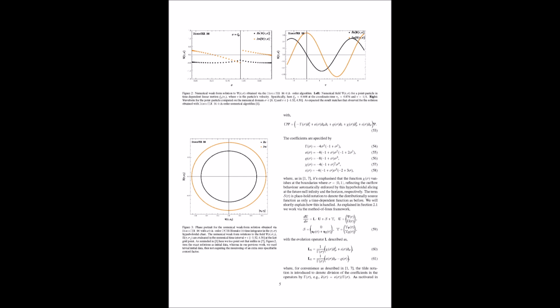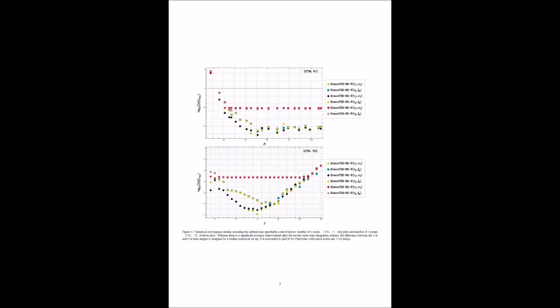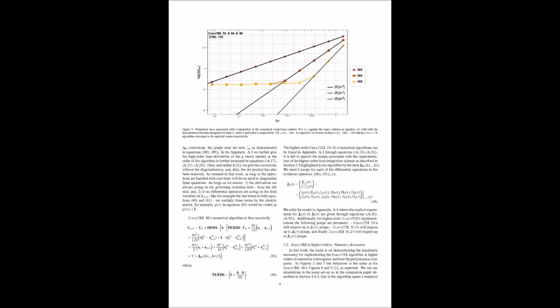But for now, how well does DiscoTEX actually perform? Does it live up to the hype? The paper shows some visualizations of the solution in figures 2 and 3, and they highlight that the results match those from lower-order implementations. That's a good sign, suggesting DiscoTEX is at least as good as existing methods. But they didn't stop there. Right. They also ran numerical convergence studies to see how DiscoTEX performs at different orders of accuracy. Remind me, what are convergence studies and why are they important?